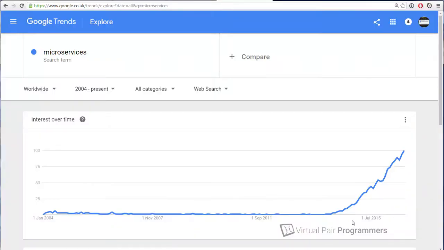While microservices is certainly a topic that has seen a dramatic rise in interest over the past, well, at the time of this recording, it's the past couple of years. You can see from this Google Trends graph that sometime around the start of 2014, there was a sudden rise in interest in this topic. So what is microservices all about? Well, the easiest way to explain this is to contrast a microservice architecture, the one that we're aiming for on this course, with a traditional architecture.